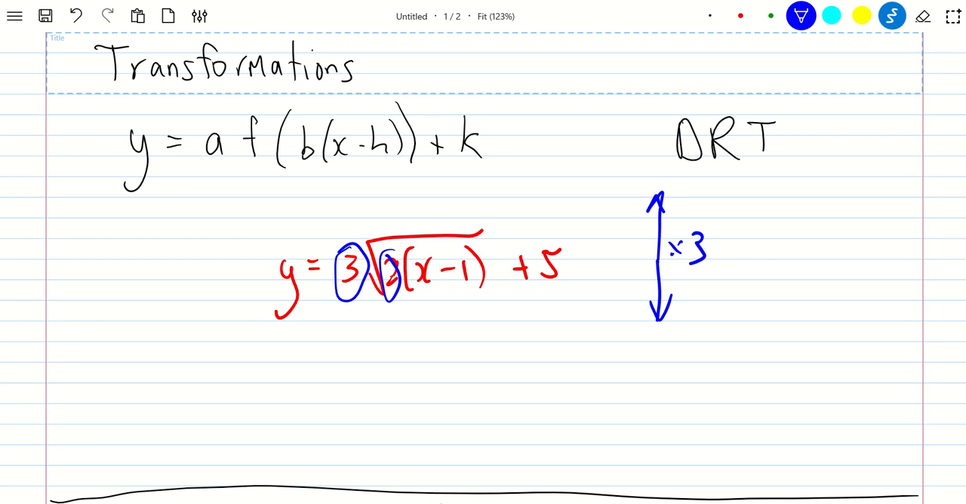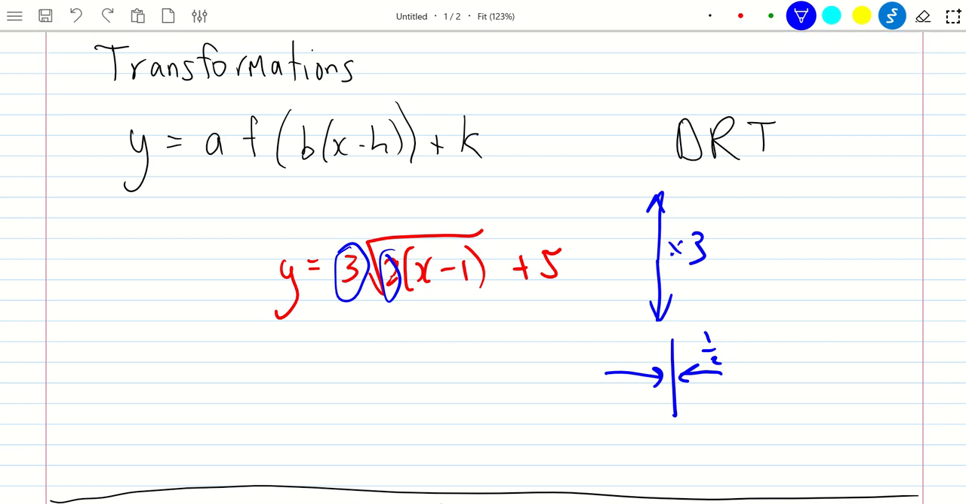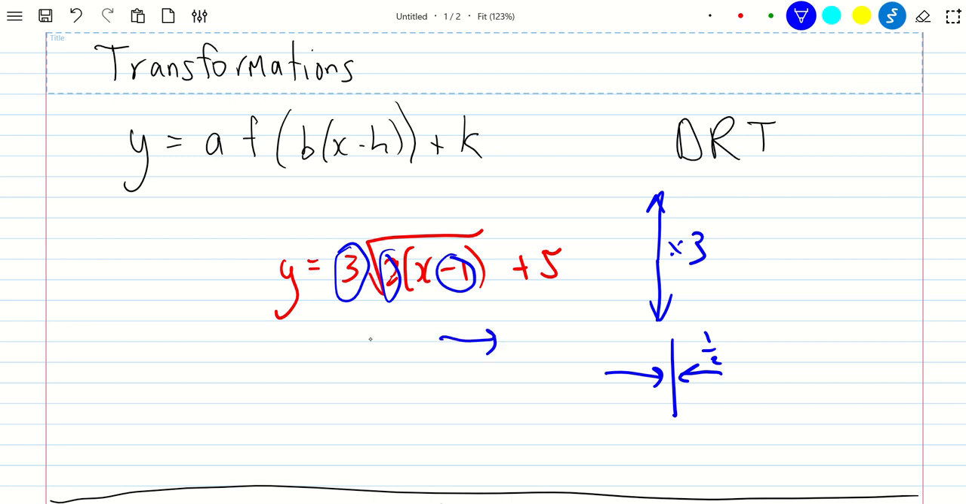What does that 2 do? That 2 does the opposite of that, and so it shrinks it down by a factor of half in the x direction. So that one belongs to the x direction. I didn't put any negatives on here, but I'll talk about that at the end. What does this -1 do? That -1 moves it to the right by 1. And what does this 5 do? That moves it up by 5.